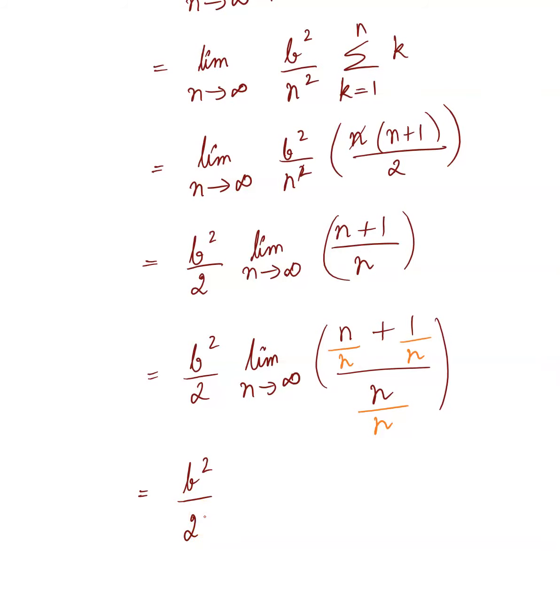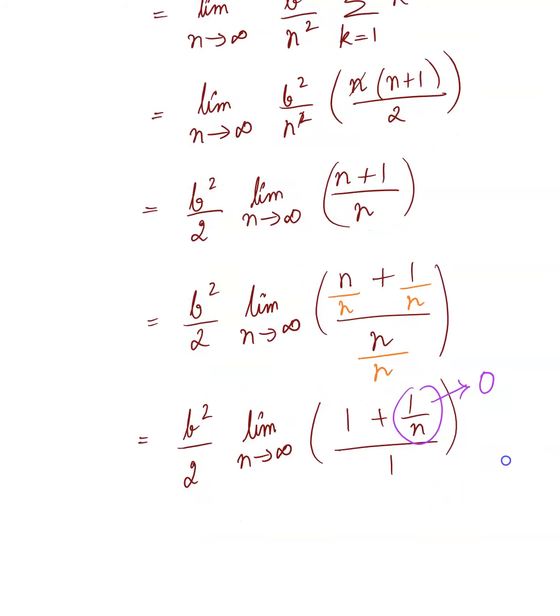To the denominator. So limit n approaches infinity, 1 plus 1 over n over 1, isn't it? And then when you apply the limit, this becomes 0. So 1 plus 0 over 1, which is 1.